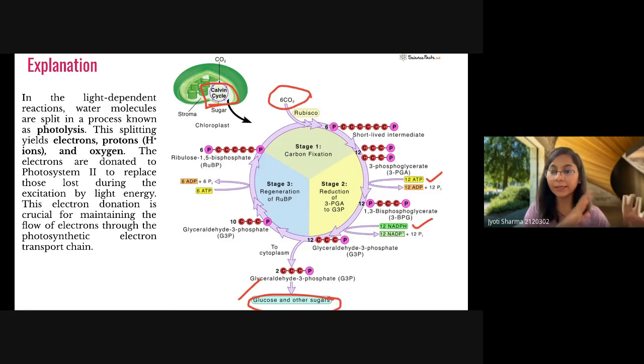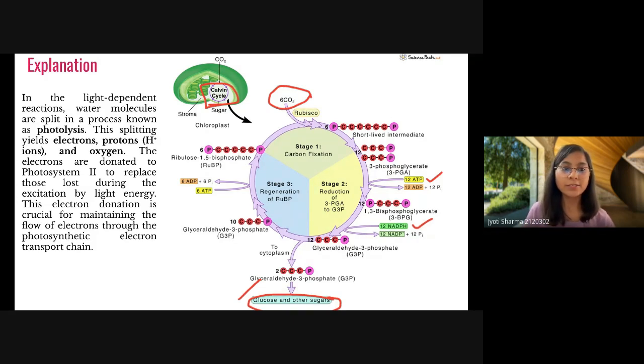So in the light reaction, we just released electrons from the water, and that was used to make ATP and NADPH. This is the part of the dark reaction. So in the dark reaction, CO2 will be utilized. We have ATP and NADPH. Using that, we will synthesize the food. So this food will be synthesized by the plants.